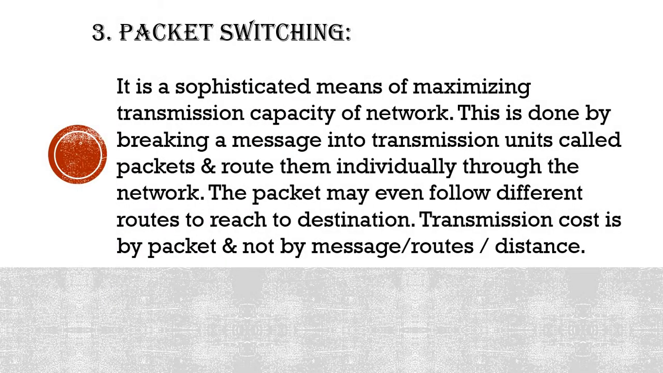Third one is packet switching. It is a sophisticated means of maximizing the transmission capacity of a network. This is done by breaking the message into transmission units, which are called packets, and routing them individually through the network. The packets may even follow different routes to reach the destination. The transmission cost is by packets and not by the message, route, or destination.